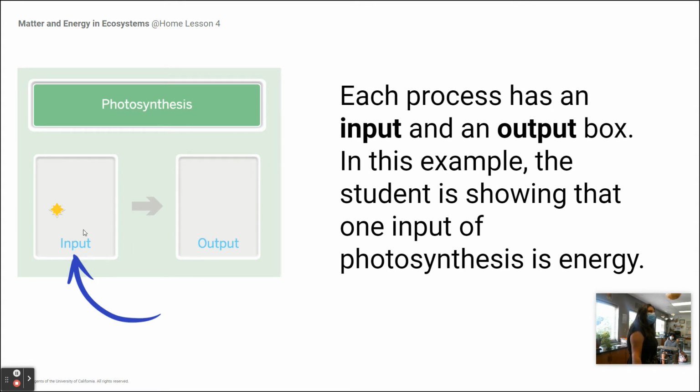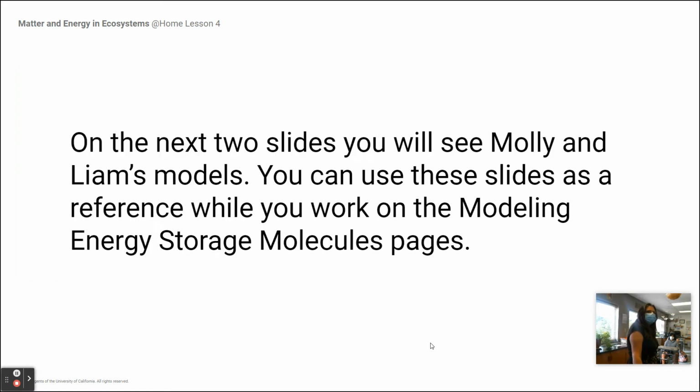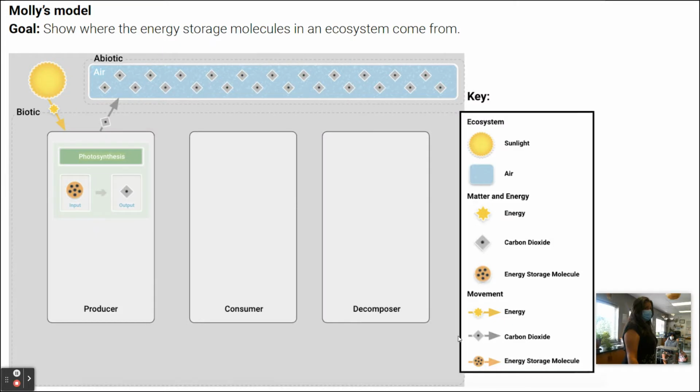Each process has an input and an output box. So in this example, the student is showing one input of photosynthesis is energy, right? You need energy for photosynthesis to occur. On the next two slides, you're going to see Molly and Liam's models. You can use these slides as a reference while working on your own models.